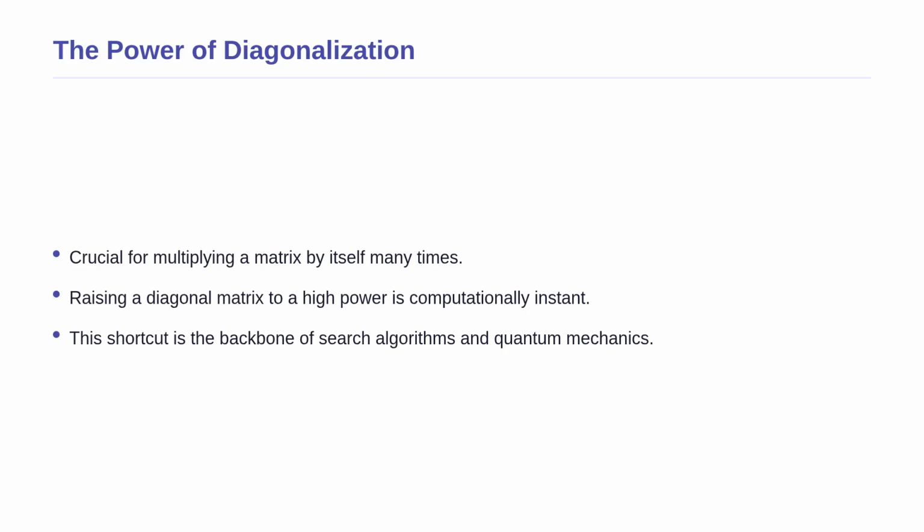But if the matrix is diagonalizable, you simply raise the numbers in the diagonal matrix to the power of 100, which takes a fraction of a second. This massive shortcut powers Google search algorithms and quantum mechanics.